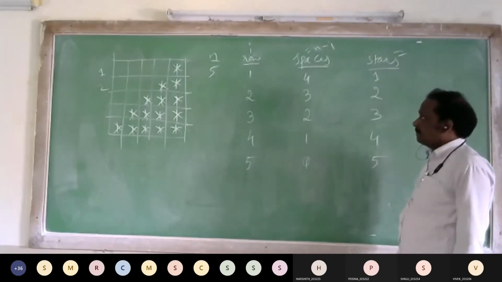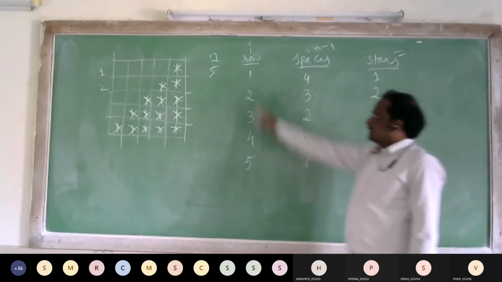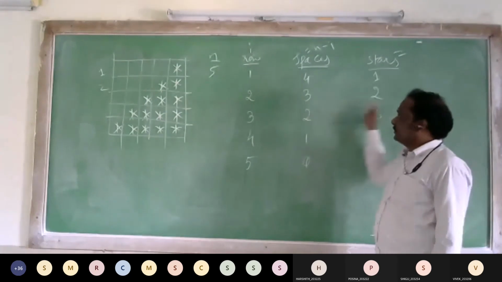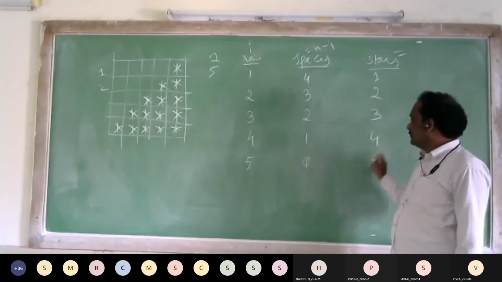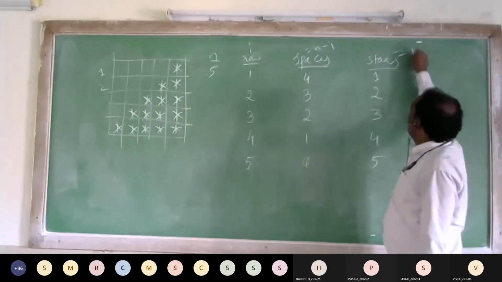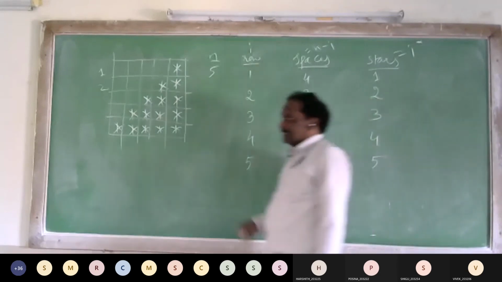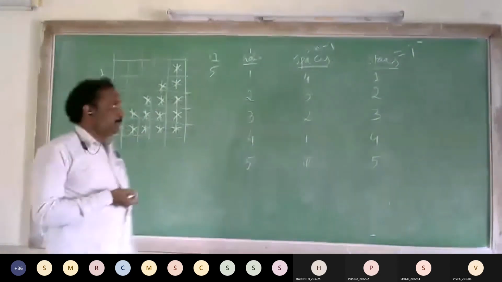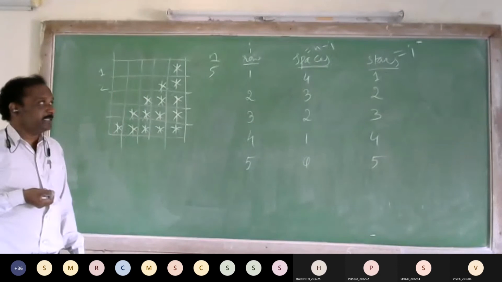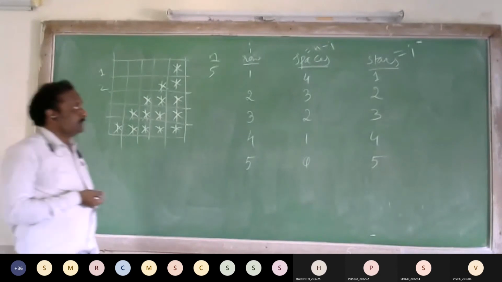Now stars. So first row, 1 star. Second row, 2 stars. Third row, 3 stars. Fourth row, 4 stars. Fifth row, 5 stars. I will use the row you are present in: that many stars you will print. That is the meaning of stars is equal to I.